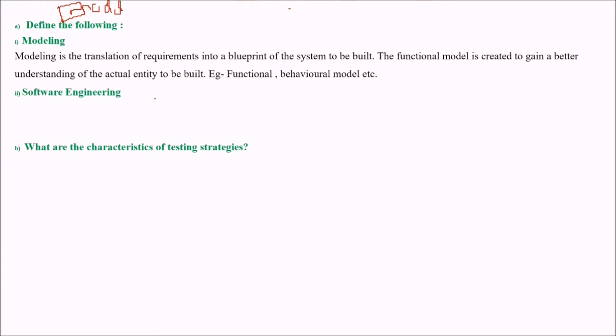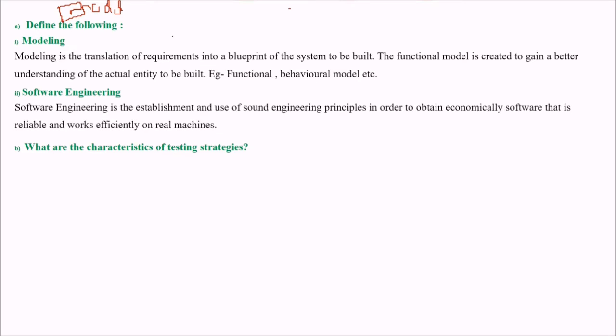So what is software engineering? Software engineering is the establishment and use of sound engineering principle in order to obtain economically viable software that is reliable and works efficiently on real machines.